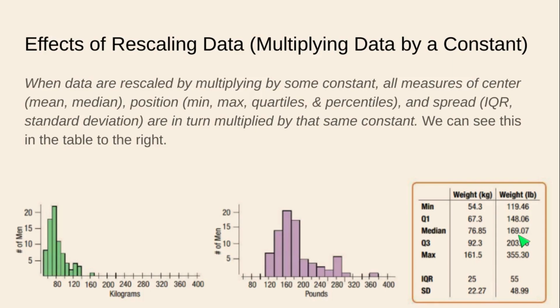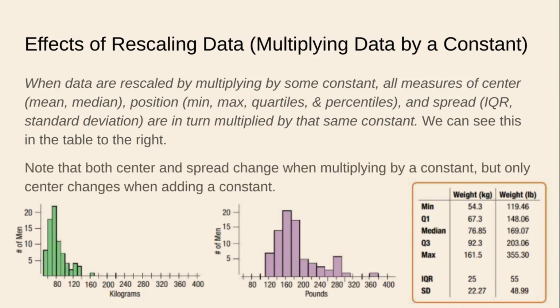So that is the effect on the center and also other measures of position. What's different, though, this time is that the spread is affected as well. Interquartile range and standard deviation are measures of spread. That is a perfect multiplication by 2.2. That is a just about perfect multiplication by 2.2. All right. So we are changing everything here.